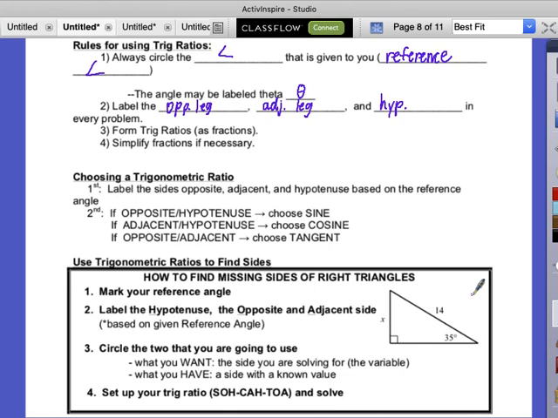Before, this wasn't enough unless we had a special right triangle, 30-60-90 or 45-45-90, then we could. Even if we were on our phone, we couldn't do it. That's the truth.